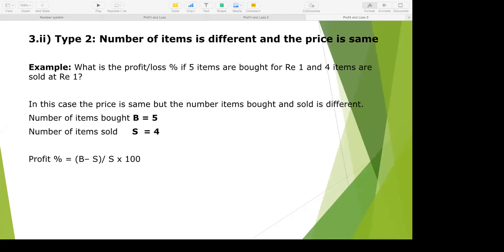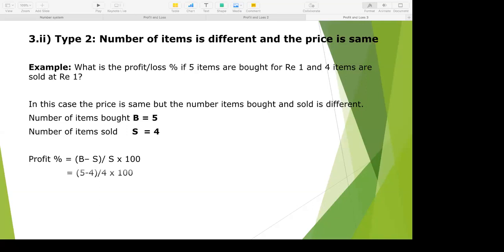Now just imagine if you had bought 10 items for X rupees, and you sold 15 items for X rupees. So the value of B here is 10, while the value of S is 15. If you put those values of B and S in this formula, 10 minus 15, the numerator will become negative, so you will suffer a loss there. It's very obvious, right? If you bought 10 items at X rupees and you are selling more than 10 items at the same price, then you are going to suffer a loss.